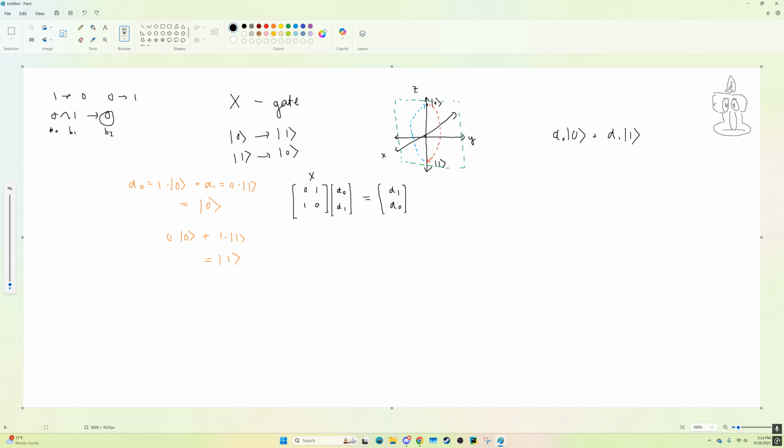Now we will look at the Z gate, which is called the phase flip gate. So the Z gate is very similar to the X gate, but instead what you do is you rotate around the Z-axis instead of the X-axis. So we'll make the Bloch sphere again. That is tiny.